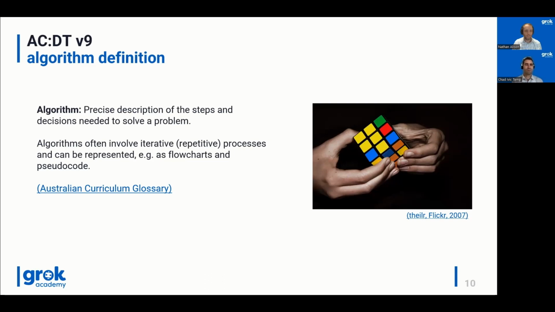Okay, so when we're introducing a concept to students, it's always nice to start off with the definition. This one's straight from the glossary of the Australian curriculum. An algorithm is a precise description of steps and decisions needed to solve a problem. Algorithms often involve iterative, repetitive processes and can be represented, for example, as flowcharts and pseudocode.